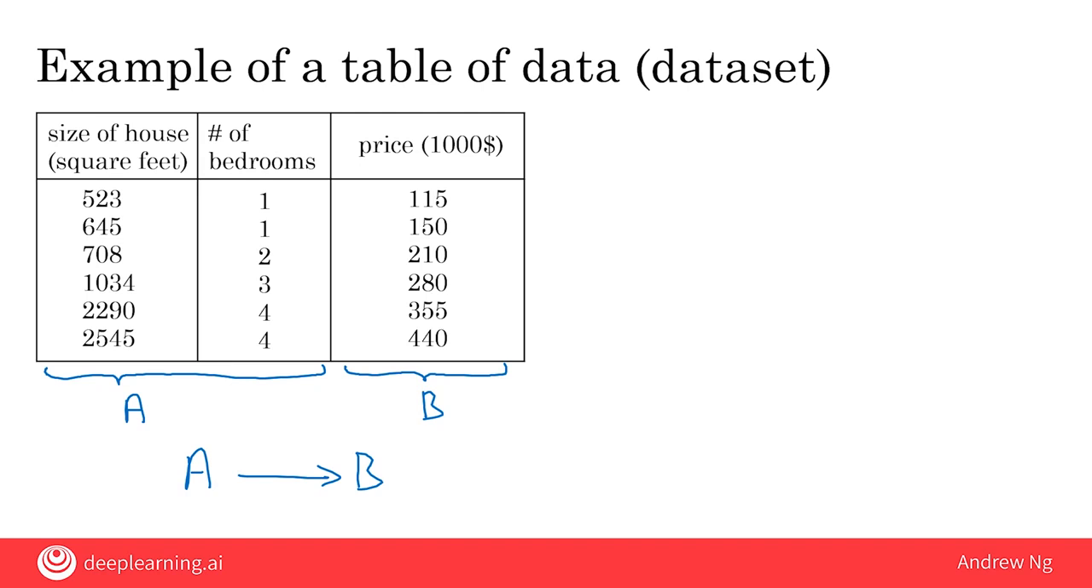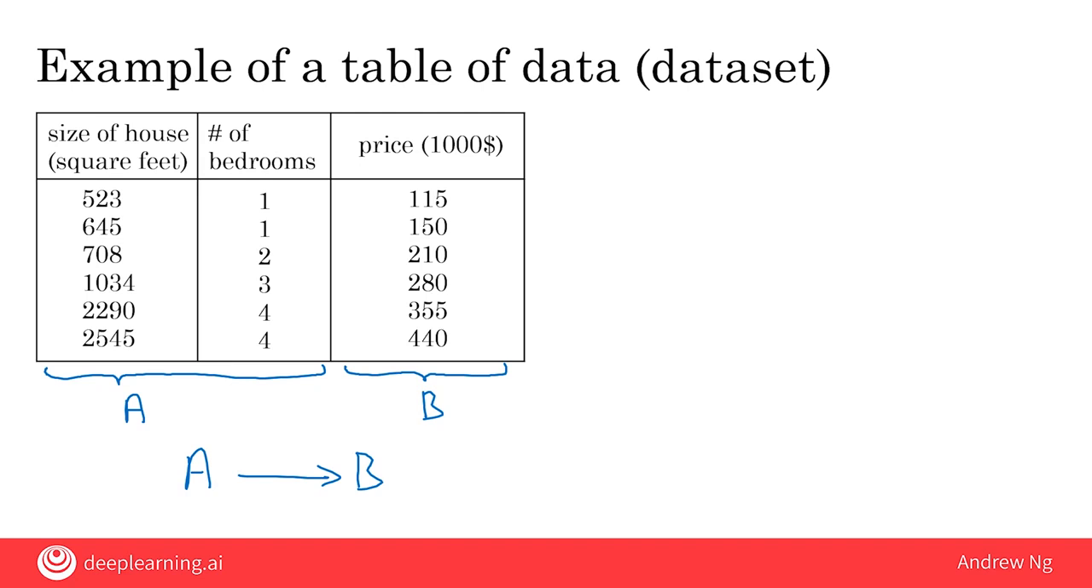Data is often unique to your business, and this is an example of a dataset that a real estate agency might have if they're trying to help price houses. And it's up to you to decide what is A and what is B, and how to choose these definitions of A and B to make it valuable for your business.